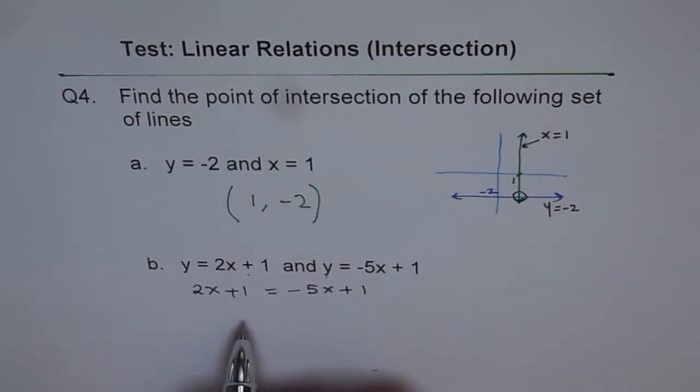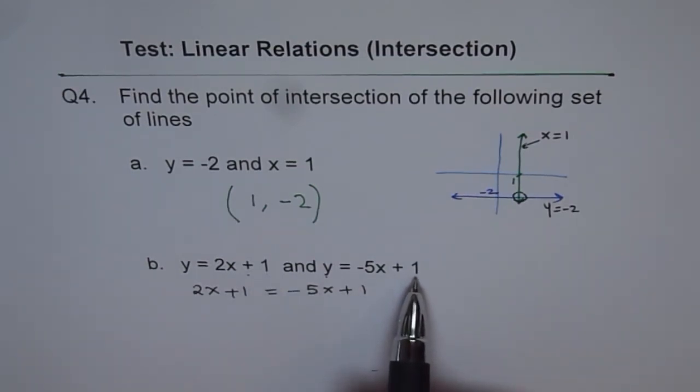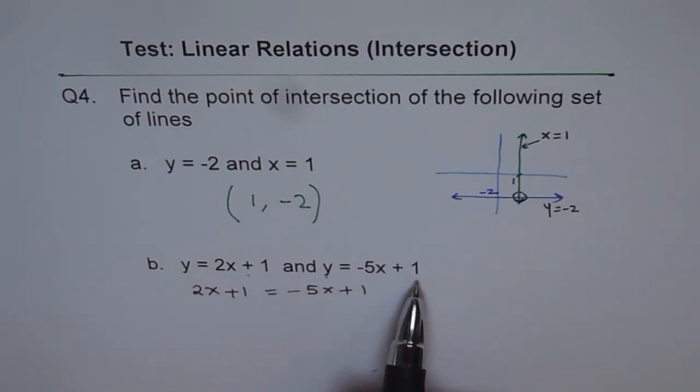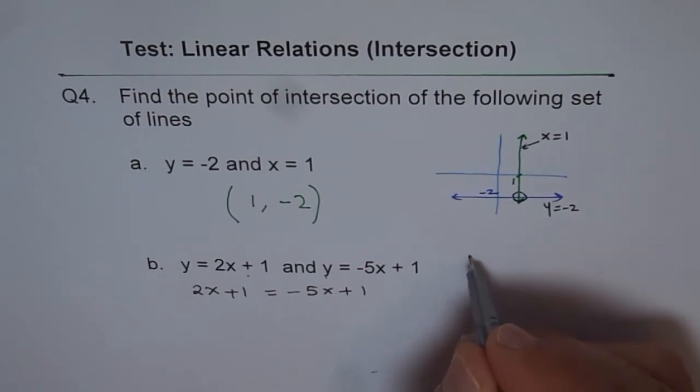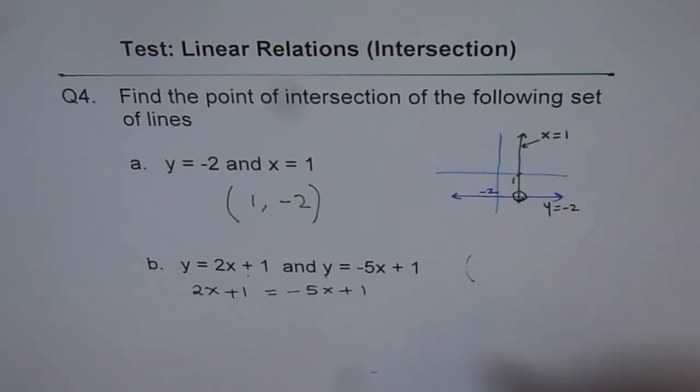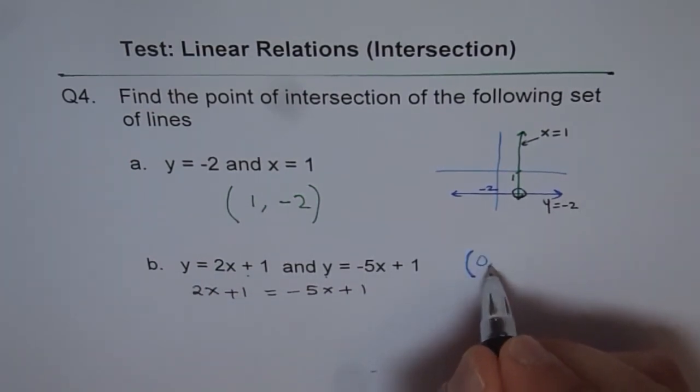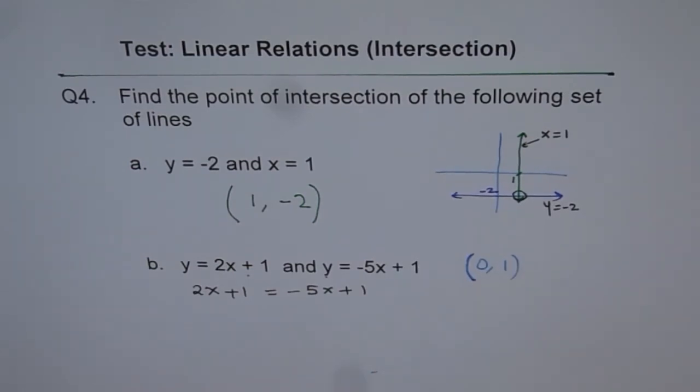But can you get the answer even without solving? Think about it. Both lines have y-intercept at 1. Since they have a common y-intercept, then what should be the point of intersection? That is what you should have written right away, right? And saved a lot of time. So the answer here is y value is 1. For x equals 0, both y values are 1. So it is the y-intercept. Do you see that? (0, 1), which is our solution, correct?